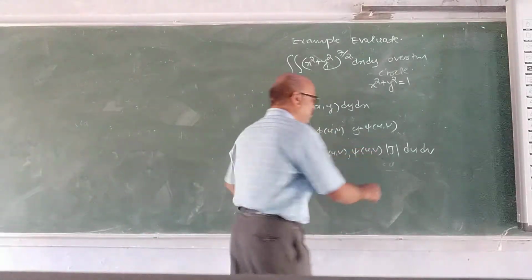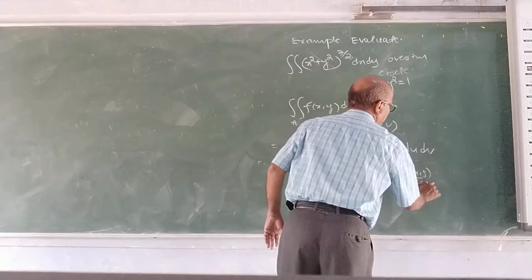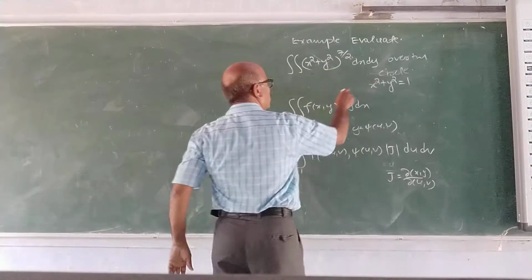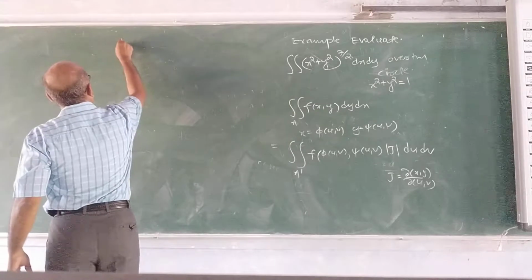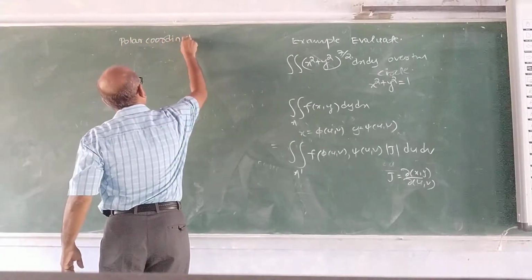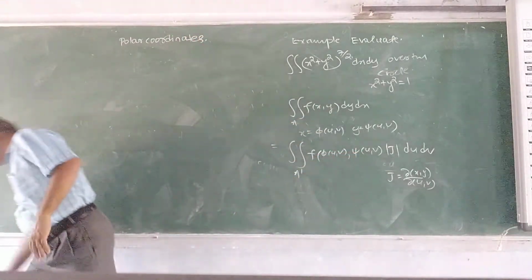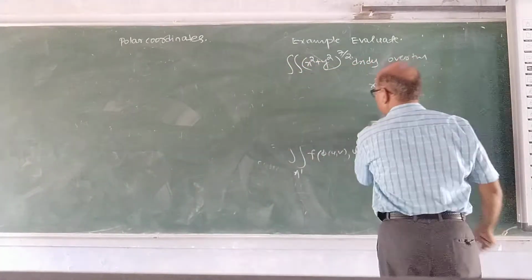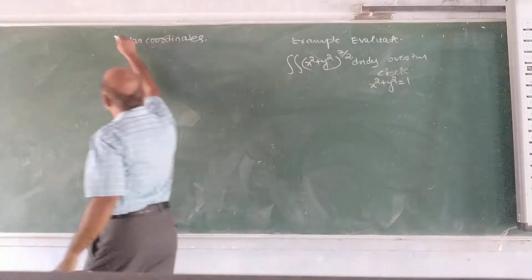And what is this J? J is the Jacobian of x, y with respect to u, v. Now in this case we use change of variables, and we change to polar coordinates. This I have already explained. Now I directly solve this problem, changing to polar coordinates.